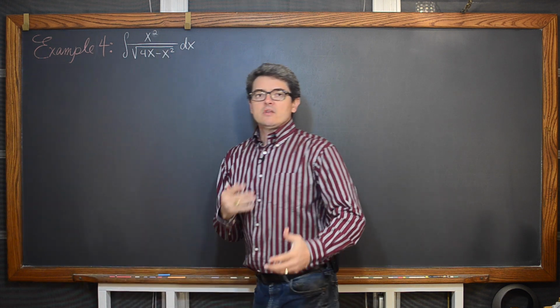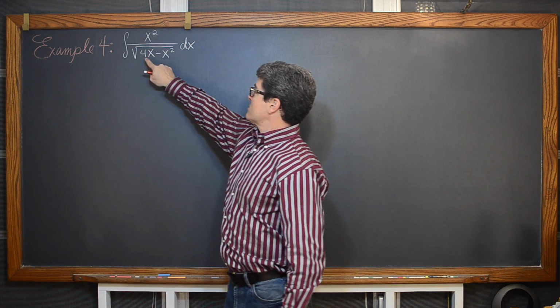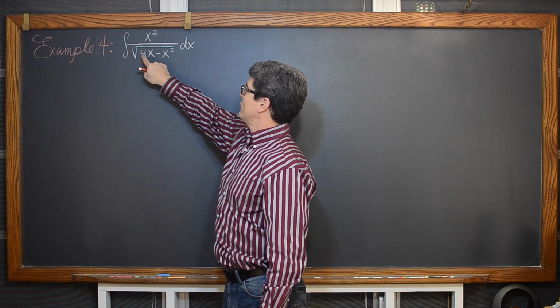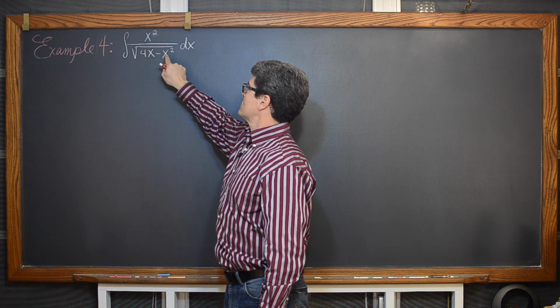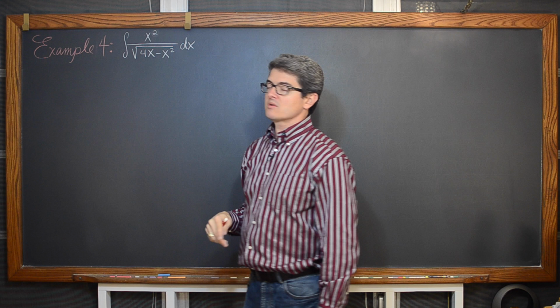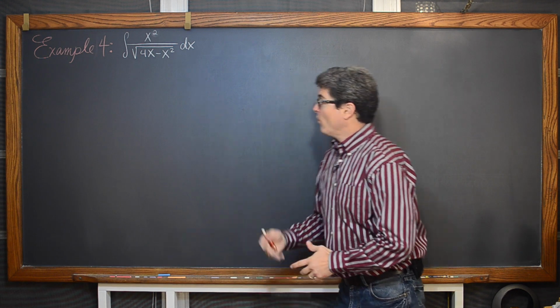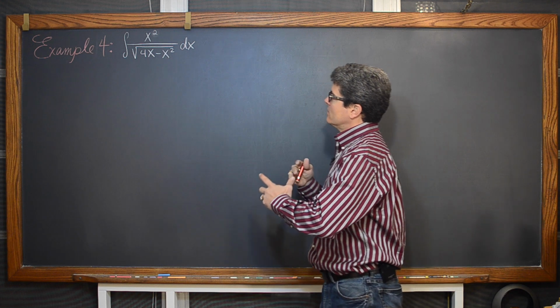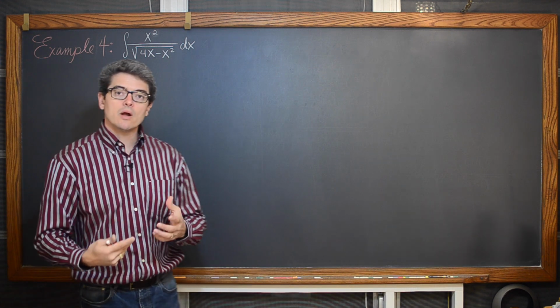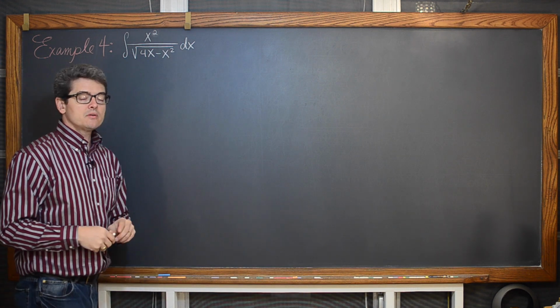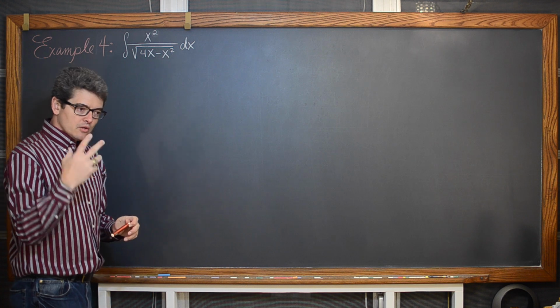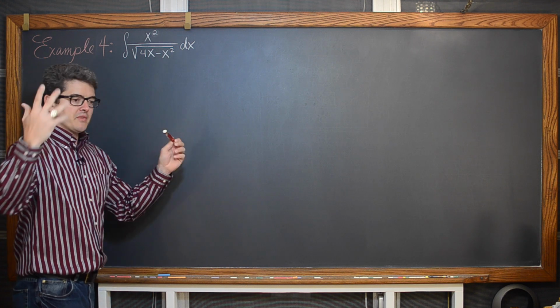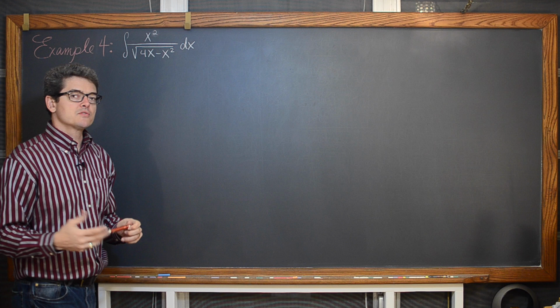Okay, and again, we don't have a u prime over u situation, because if this is u, then du would be 4 minus 2x dx, and our numerator does not have a degree of 1, it has a degree of 2. So we're going to work on completing the square to get the expression that's underneath the square root symbol to look like something where it's a sum or difference of squares.